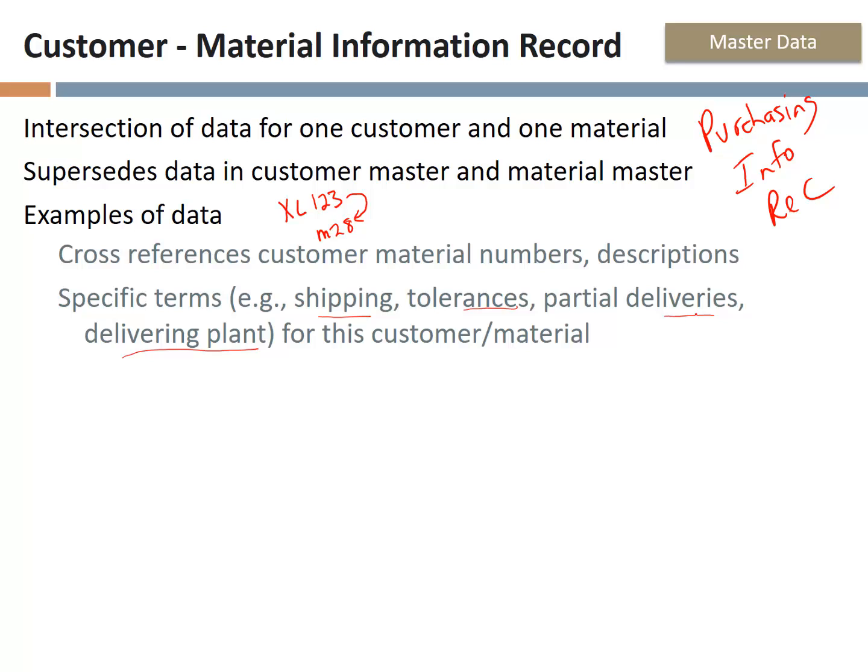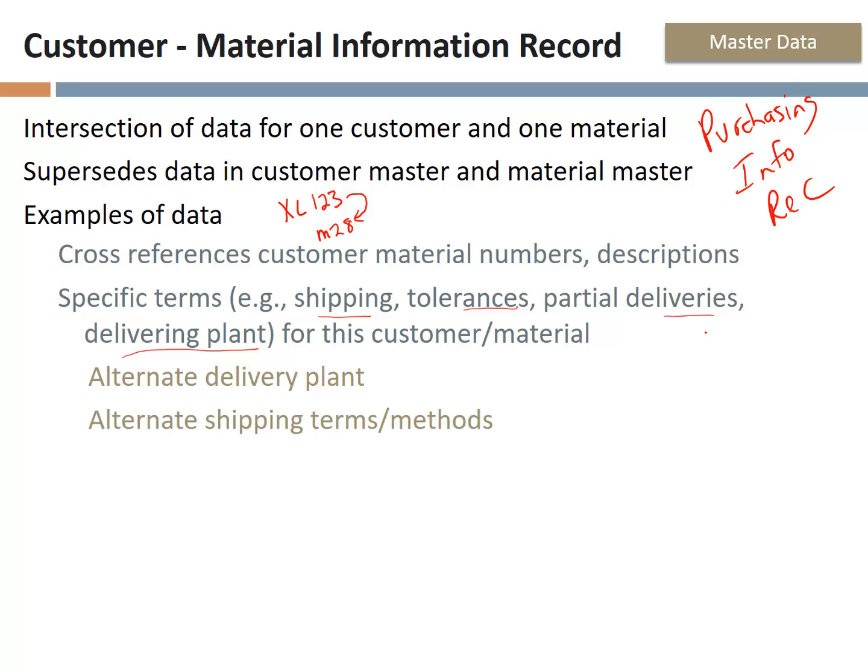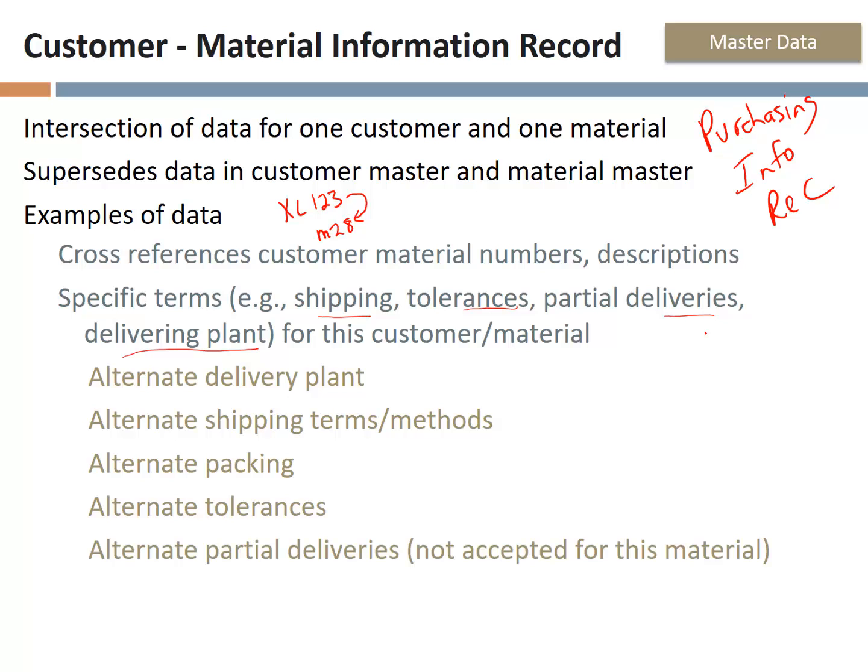But for this one product, we want you to overnight express it to us because maybe it's perishable or whatever have you. So we do those kinds of exceptions on the customer material information record. Maybe an alternate delivery plant. Maybe we always deliver from a given plant for a given product, but this customer wants something a little bit different, and so we ship it to them from an alternate plant. Maybe we ship it with alternate shipping terms, methods, alternate packing, alternate tolerances, alternate partial deliveries, whatever have you.